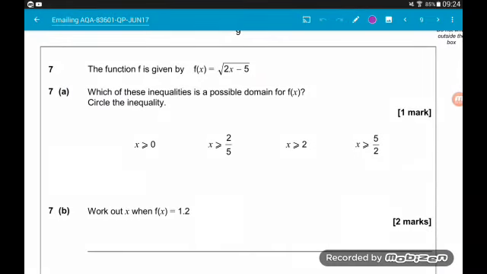Hey guys, welcome to part 2 of the AQA 2017 Further Maths Paper 1 walkthrough. So in part 1 we went up to question 6, in part 2 we're starting at question 7 and we're going to do the next 6 questions.